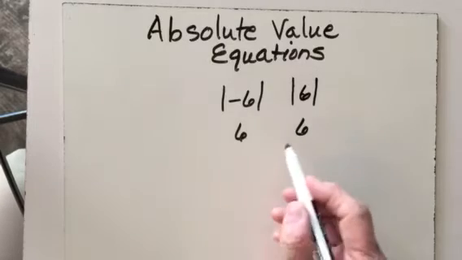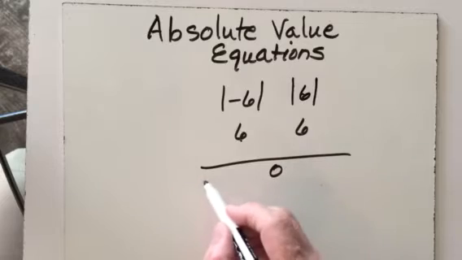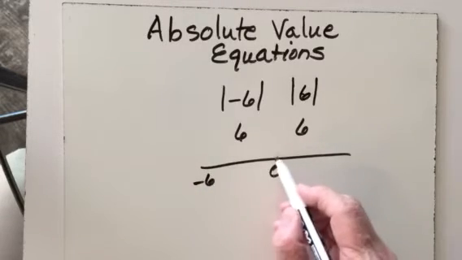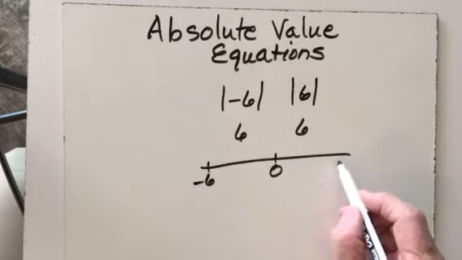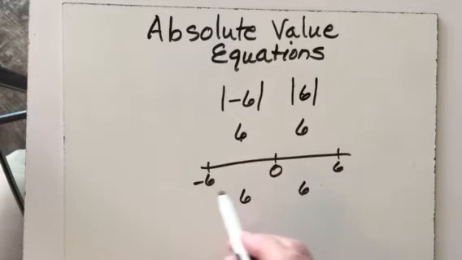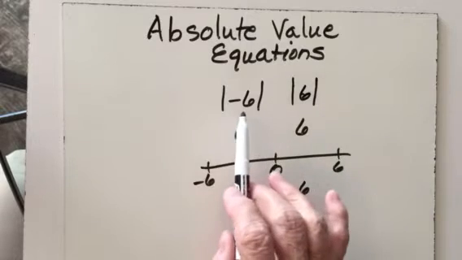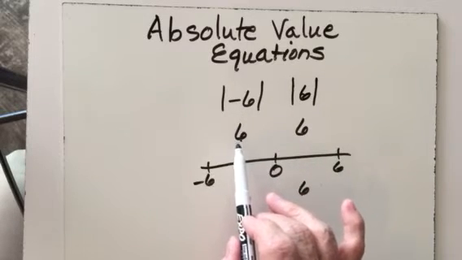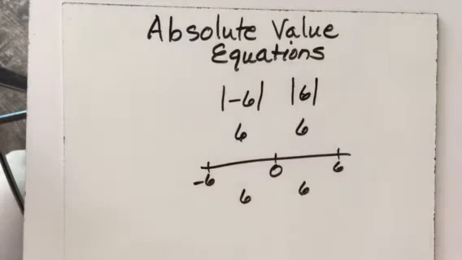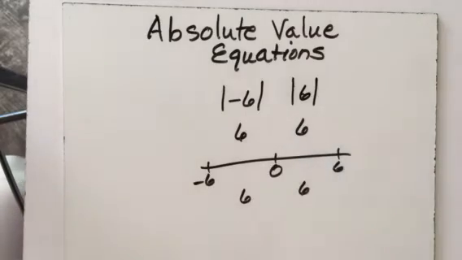Really, all they're saying is, how far away from 0 is -6? And how far away from 0 is 6? Well, they're both 6 because distance is never negative. You can't take a negative step. So the absolute value of -6 is 6. The absolute value of 6 is 6. All right. Notice the absolute value can never be negative. All right, don't forget that.